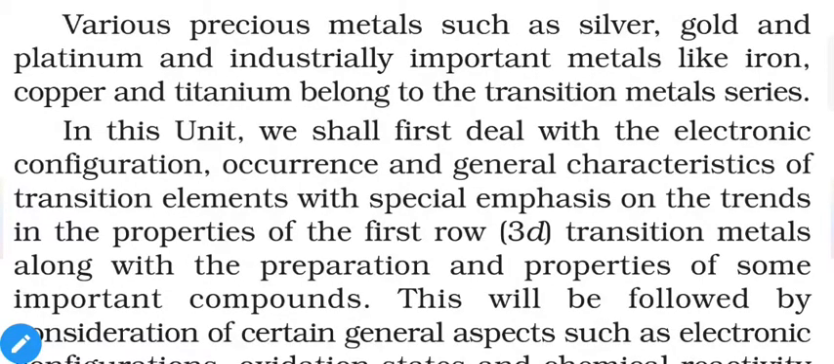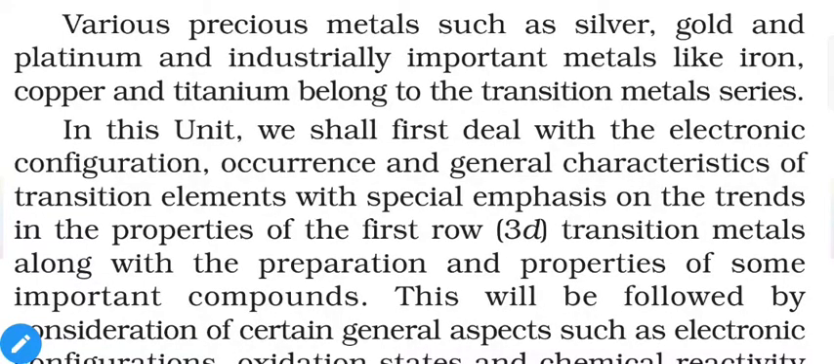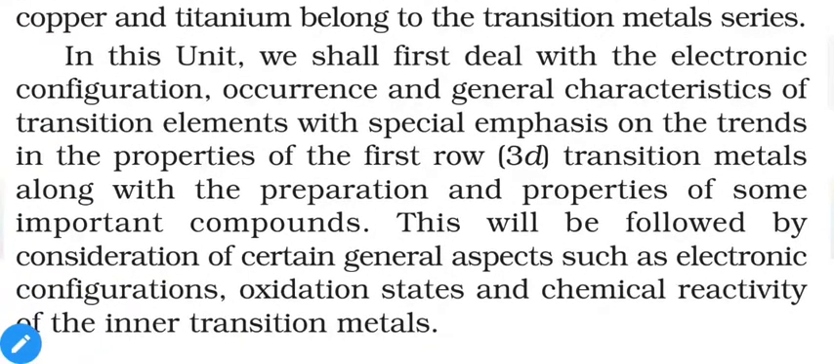Various precious metals such as silver, gold and platinum, and industrially important metals like iron, copper and titanium, belong to the transition metal series. In this unit, we shall first deal with the electronic configuration, occurrence and general characteristics of transition elements, with special emphasis on trends in the properties of first row 3d transition metals, along with the preparation and the properties of some important compounds.